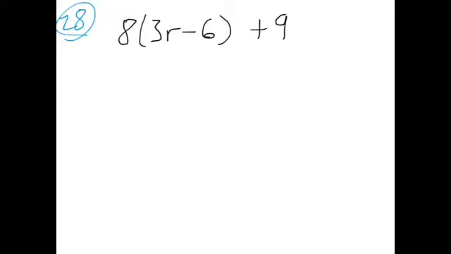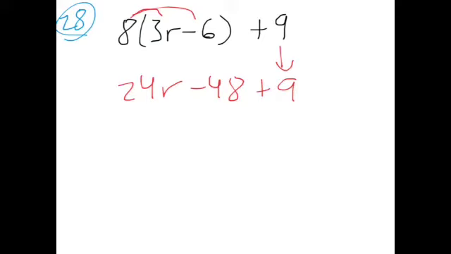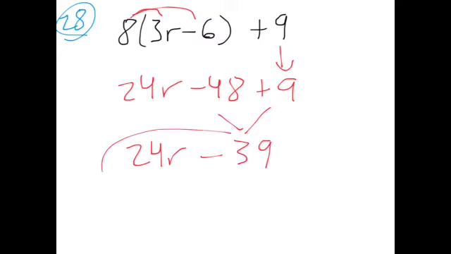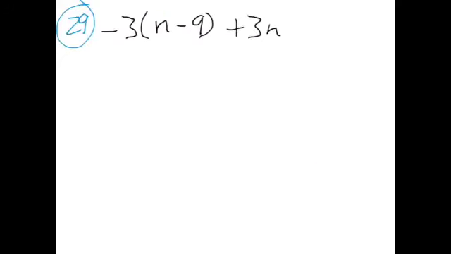And let's move on to 28. Here we're going to distribute this 8 first to get 24r. And 8 times negative 6 is going to give you negative 48. And then the plus 9 is going to come down because it didn't have anything to do with that parentheses. But now we can combine those two constant terms on the end. 24r doesn't have anything to combine with, but negative 48 plus 9 is going to give you a negative 39. And that's 28.